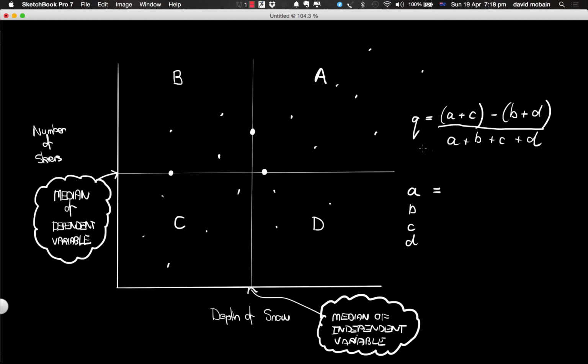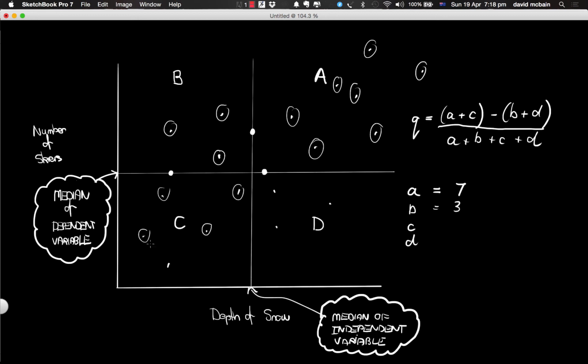So let's count the number of data points in A. We've got 1, 2, 3, 4, 5, 6, 7. So that would equal 7. Number of data points in B, 1, 2, 3. Number of data points in C, 1, 2, 3, 4, 5. And the number of data points in D is 1, 2, 3.